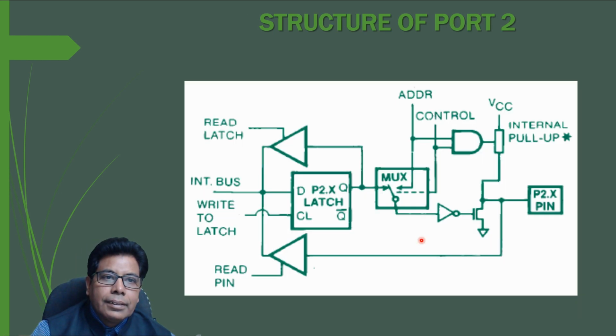Then let us see the structure of port 2. The structure, this part is similar to port 1 or port 0. Here the internal pull-up is similar to port 1. Almost the structure is the same, only here the input is the address, that is A8 to A15. That will be the only difference.